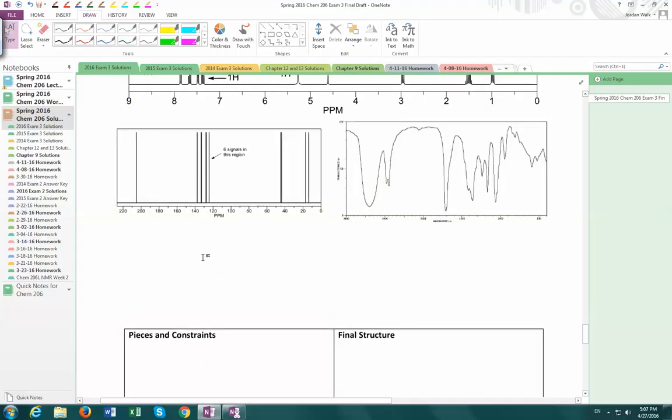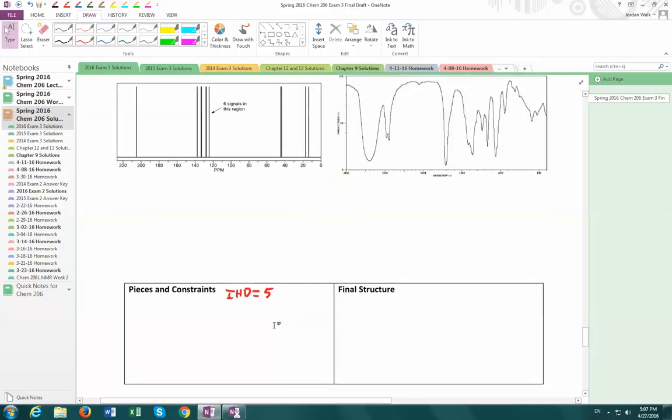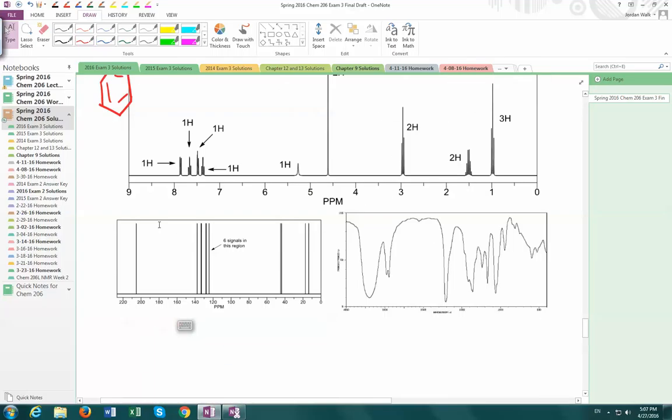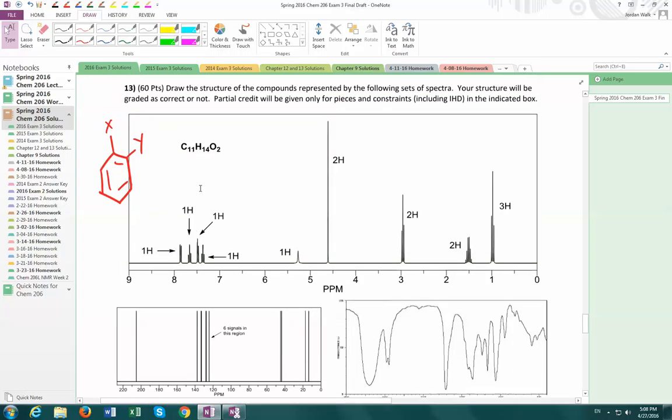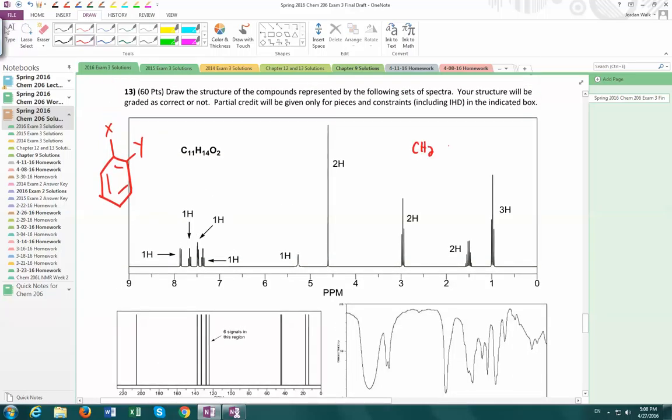The IHD for this one was 5, so that also leads to a benzene fragment being very possible. So we've definitely got this. And then what else do we have? We have the pattern that shows CH2, CH2, CH2. Yeah, so clearly we're going to have CH2, CH2, CH3, right? And that corresponds to that pretty well. So that makes sense.